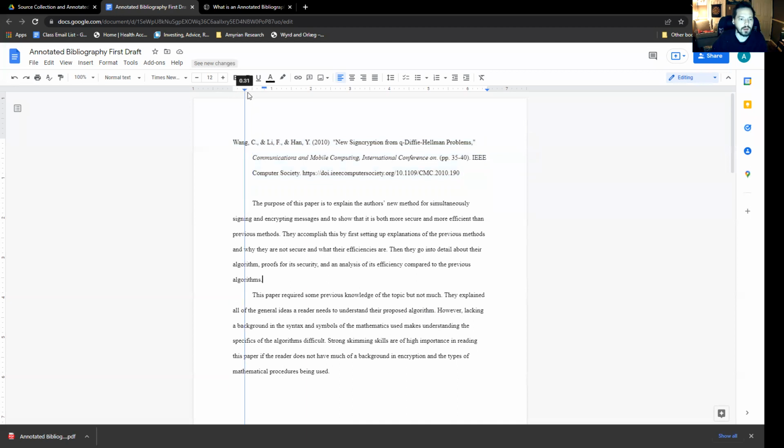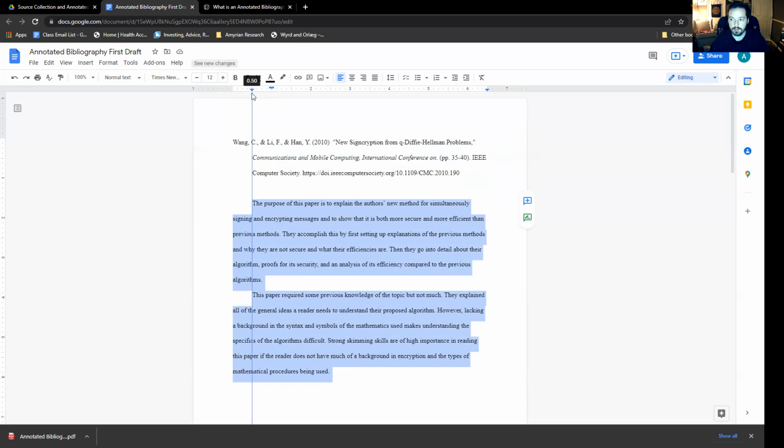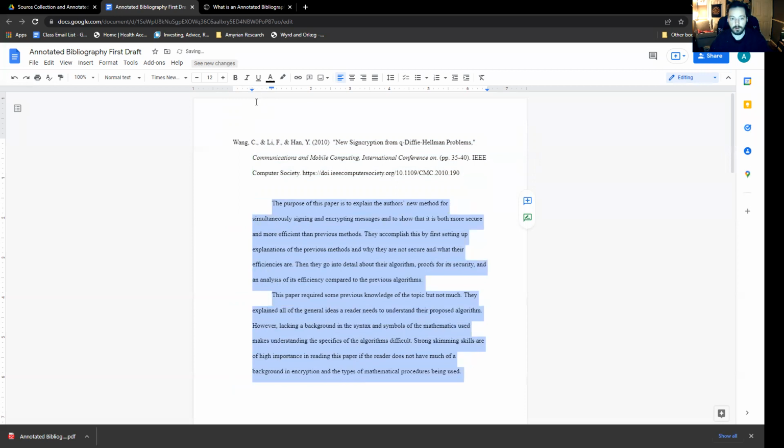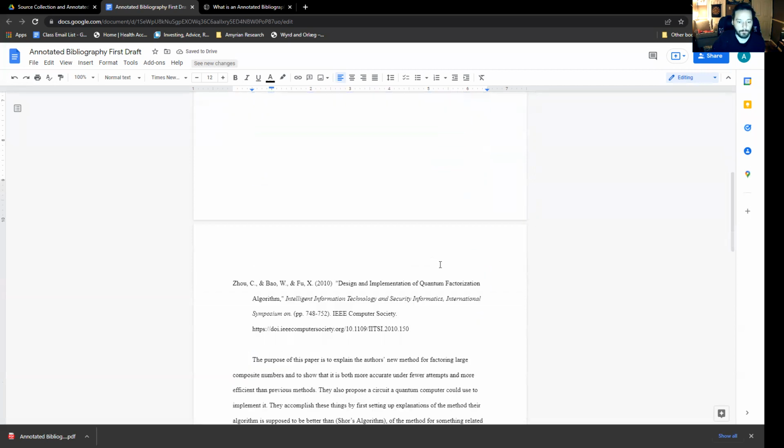And then let's see, the way that you can change this is go here, and then you go to this ruler and you line it up with this. It's the second line. Bam, there you go. That's all you got to do.